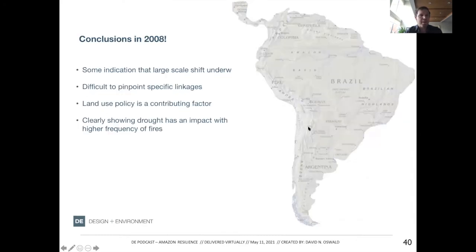So conclusions in 2008, some indication that a large-scale shift was underway. It's difficult to pinpoint specific linkages, and this is the problem with this kind of mesoscale research. It's hard to say it's this policy, because there's multiple things happening at the same time. You got to look at the relative proportion or contribution of different things. Land use policy is a contributing factor for sure, and it's an immediate thing. However, one of the things that was also quite concerning was the fact that that drought, which happens cyclically, is linked to, as I researched and met with the folks from their Met service in Brazil, a phenomenon in South America similar to the El Nino.